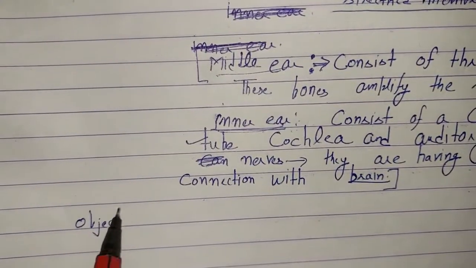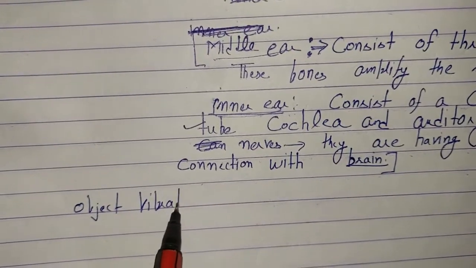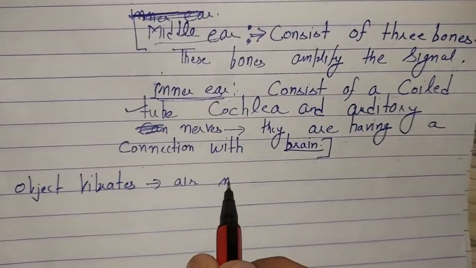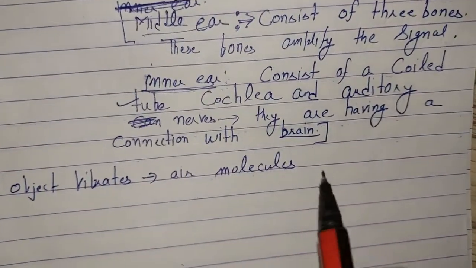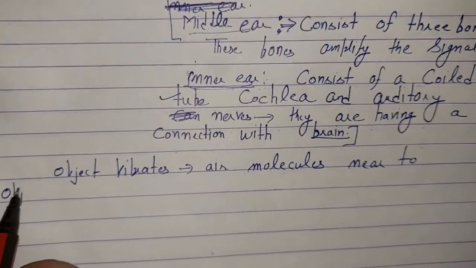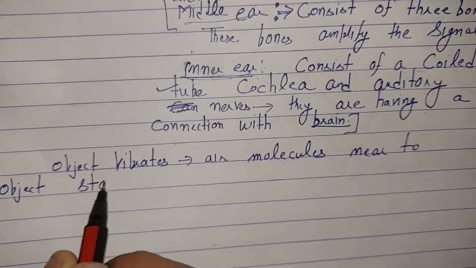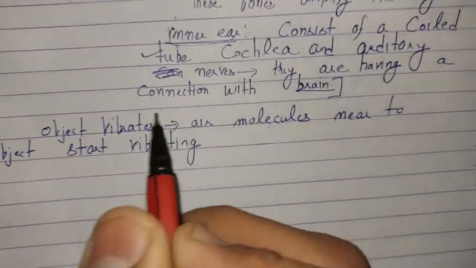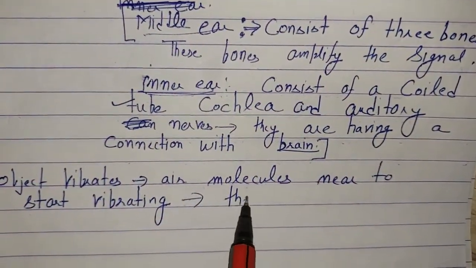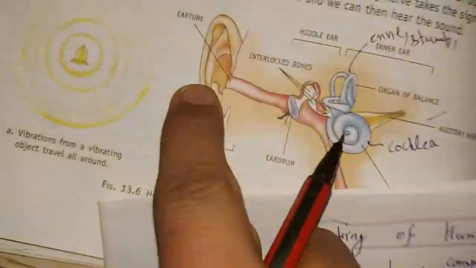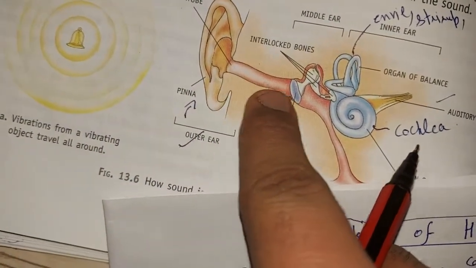So what is the working? When an object vibrates, air molecules near that object also start vibrating. These vibrations enter the pinna and travel through the ear tube.